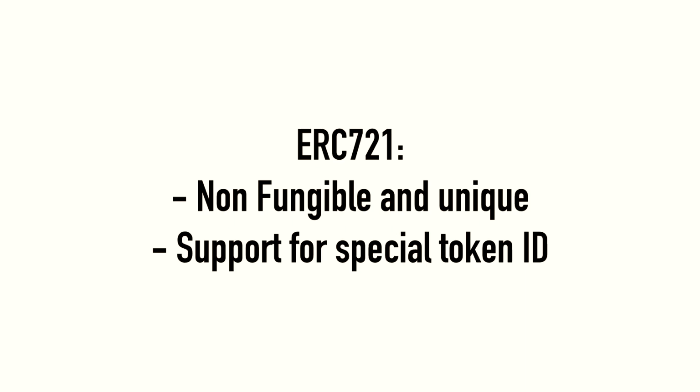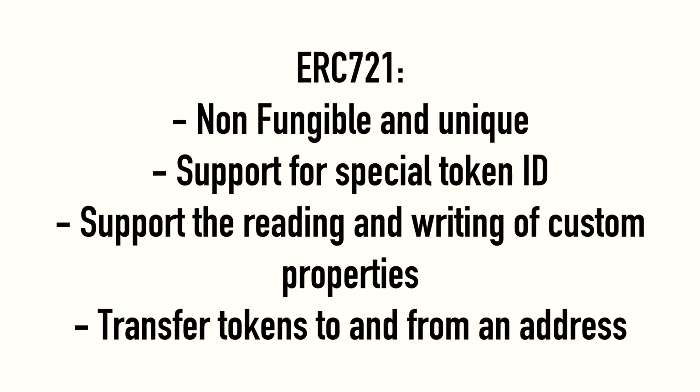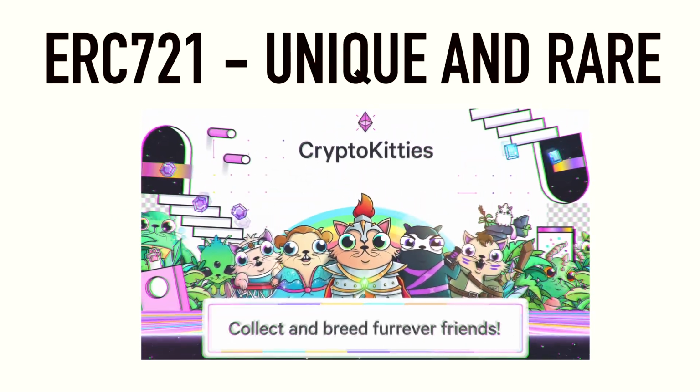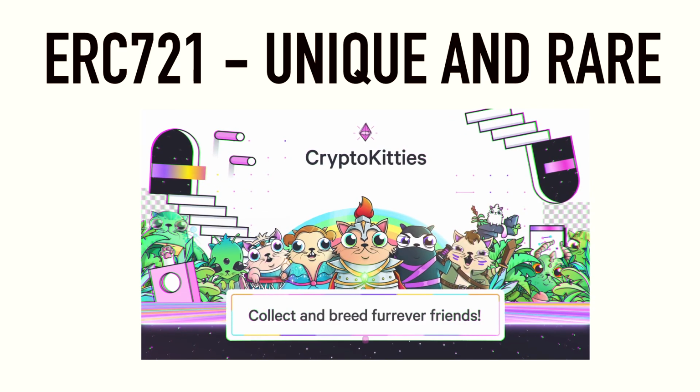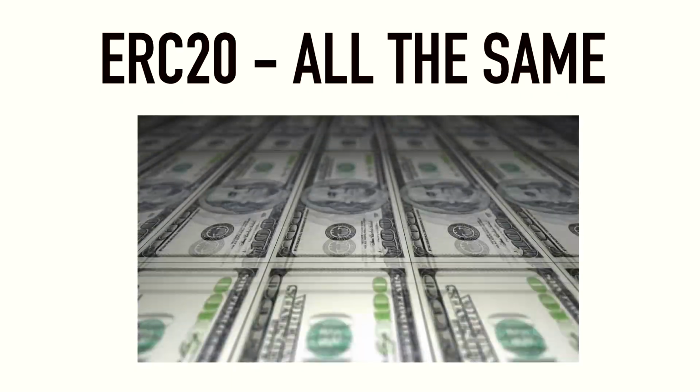Now ERC721, on the other side, are tokens that are non-fungible and unique. They are computer programs that must support a special token ID, support the reading and writing of custom properties which create the uniqueness, transfer tokens to an address, and transfer tokens from an address. To think of it more clearly, ERC721 is like CryptoKitties, where they're unique and rare. And ERC20 tokens are like the United States dollar, where they're all the same.